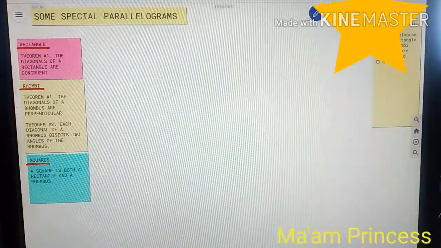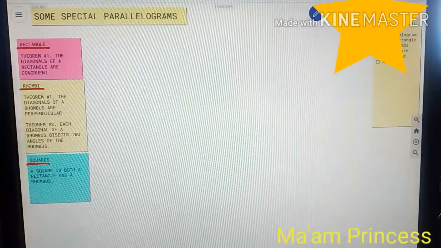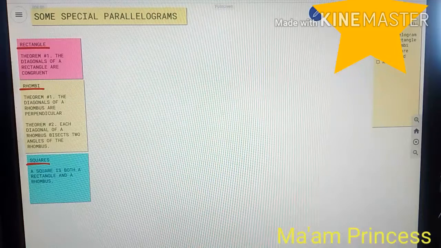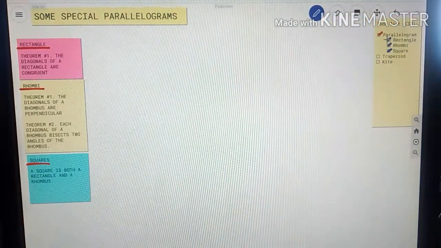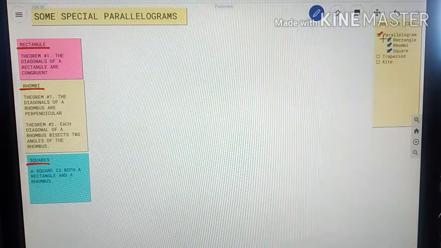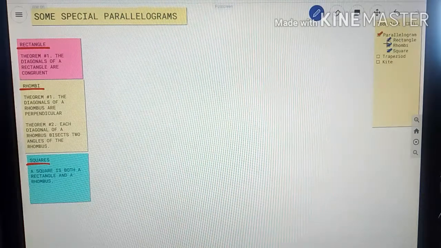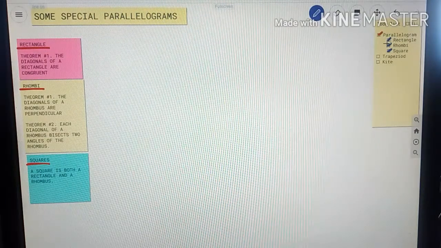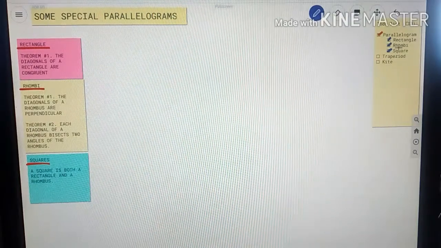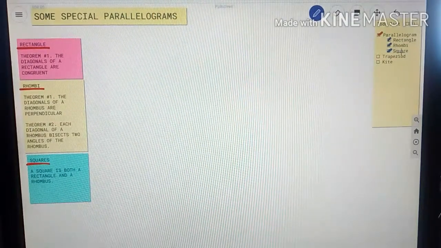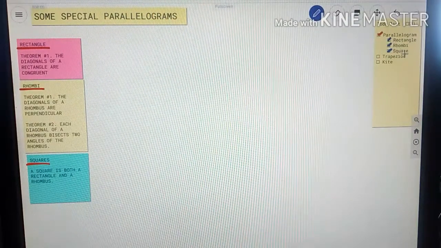Good day, everyone. So we have here our to-do list. Parallelogram, we are done with its properties. Now let's move on to some special parallelograms, which are the rectangle, rhombus, and square.